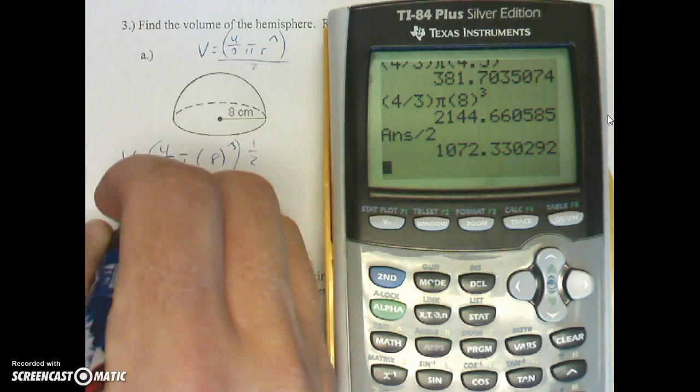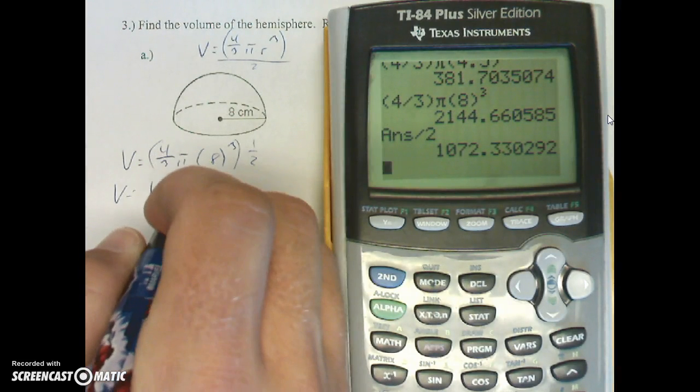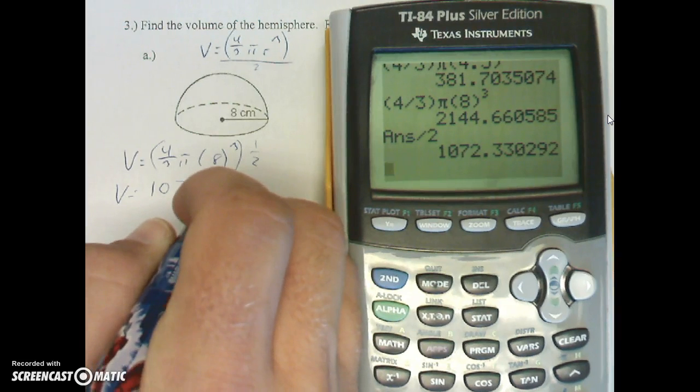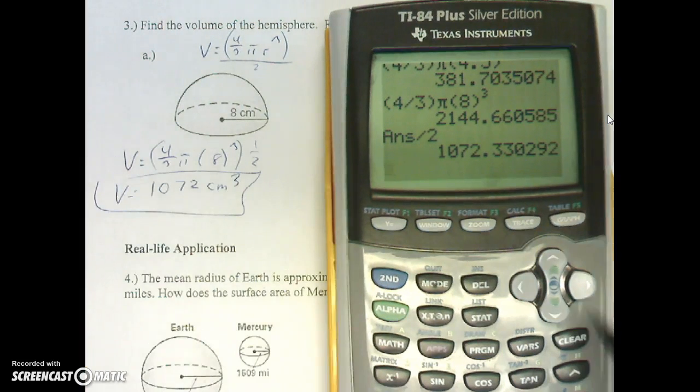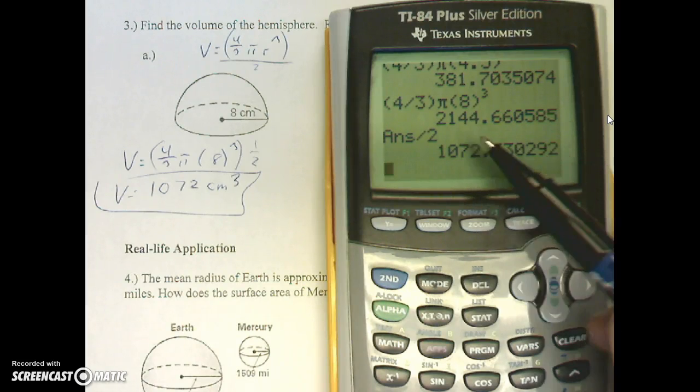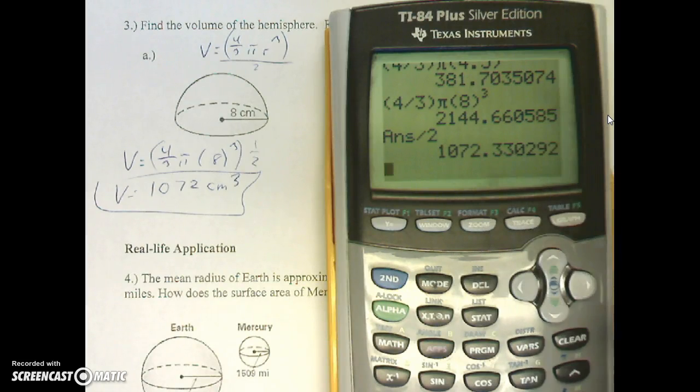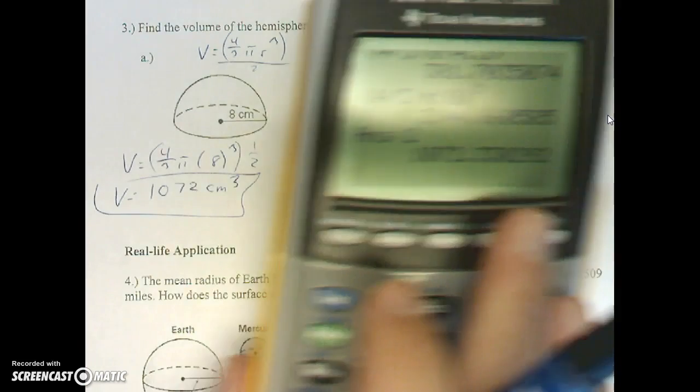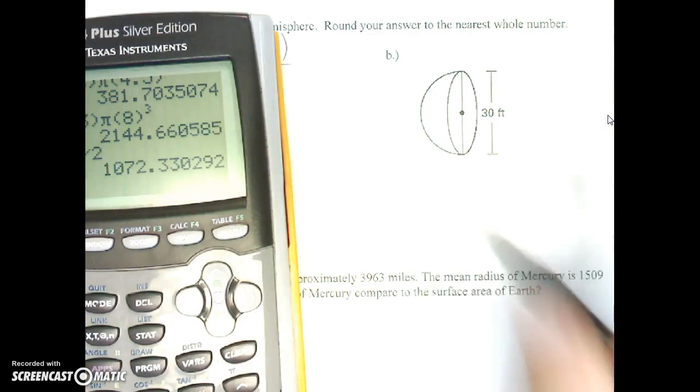So here's my volume, 1,072 centimeters cubed. All right. Note that I just left my answer in here and I divided the whole thing by 2. I didn't round it then divide by 2, just because you want to get it as exact as possible. Okay? Good.